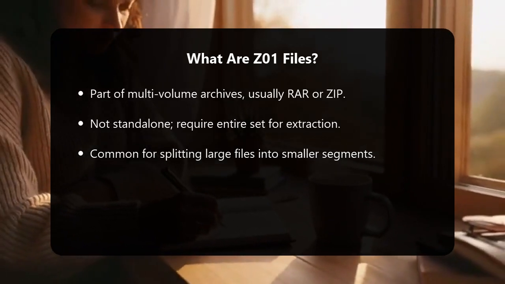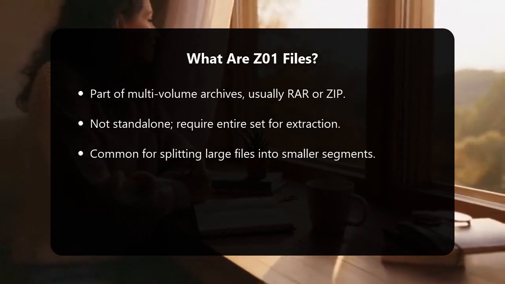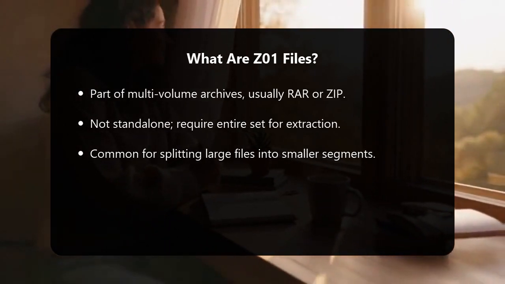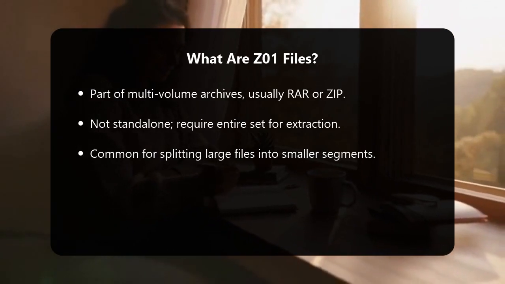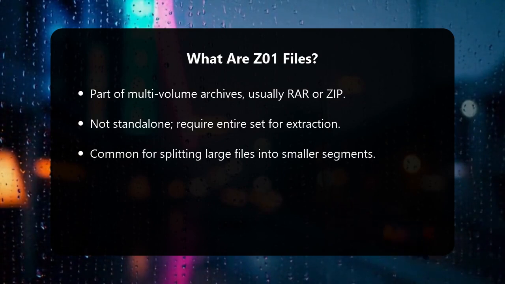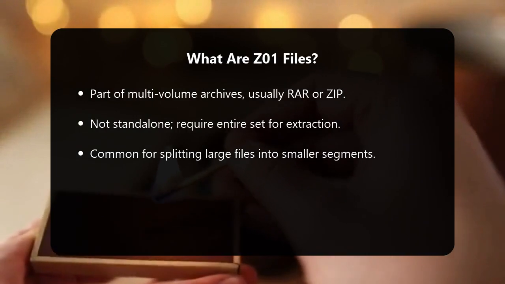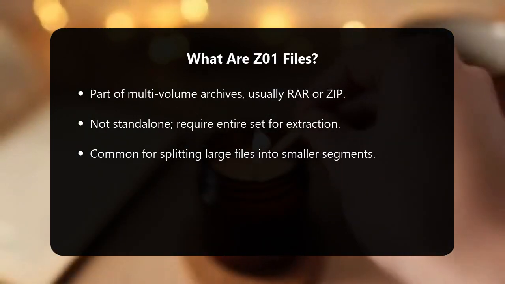Now let's get started. Opening Z01 files on Windows 10 can seem confusing because, unlike typical archives, you cannot open a Z01 file directly in isolation. These files are actually segments of a larger, multi-volume archive, most commonly created by splitting a large RAR or zip file into smaller, more manageable pieces. Think of them as chapters of a book. You need all the chapters plus the cover to read the complete story.